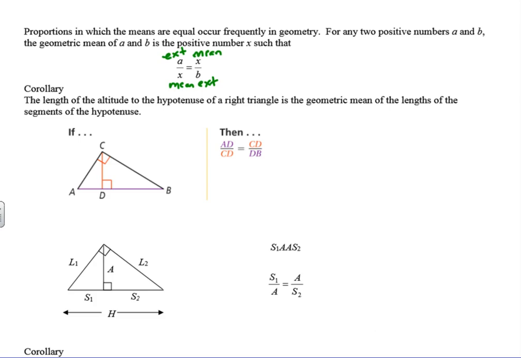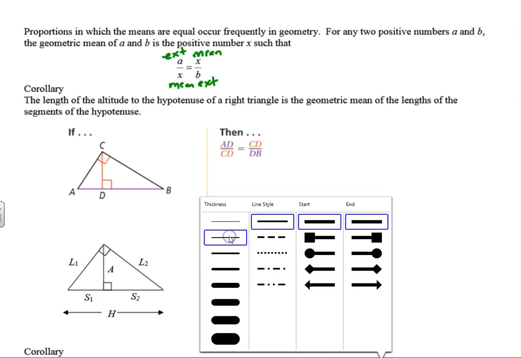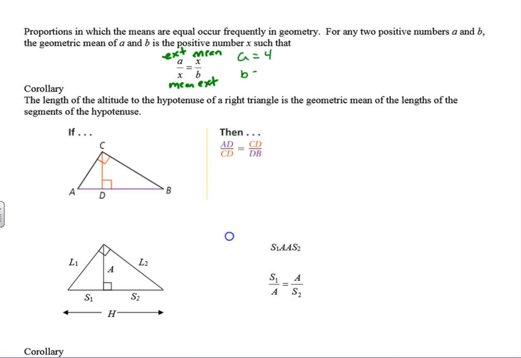This is where we get from the cross product property: the product of the means equals the product of the extremes. So as an example, let's say a is 4 and b is 9, and we're trying to find the geometric mean. Well, that's 4 over x equals x over 9. So we do our cross product property. It's the product of the means equals the product of the extremes. When we take the square root, we get x equals positive and negative 6. Well, geometric mean is the positive number, so x equals 6 is the geometric mean of 4 and 9.